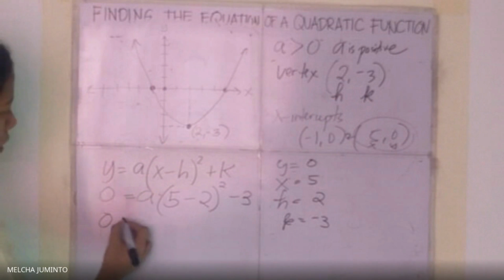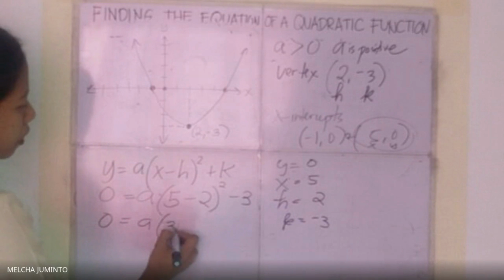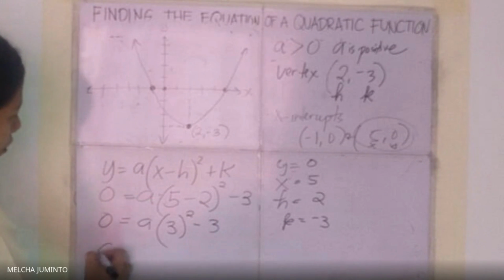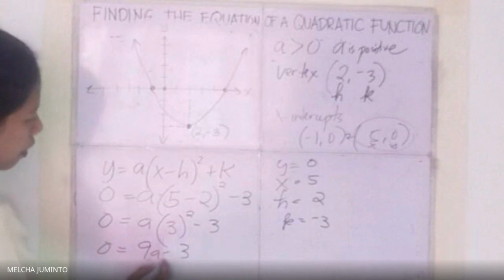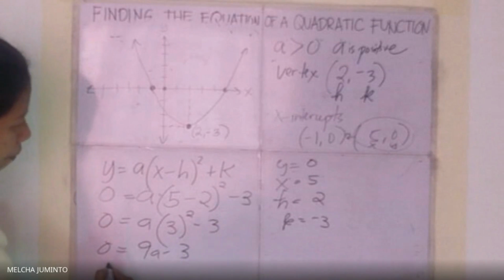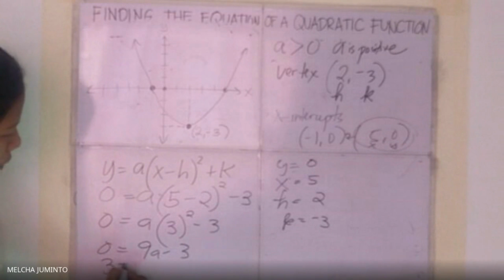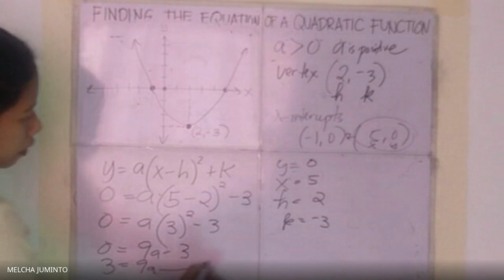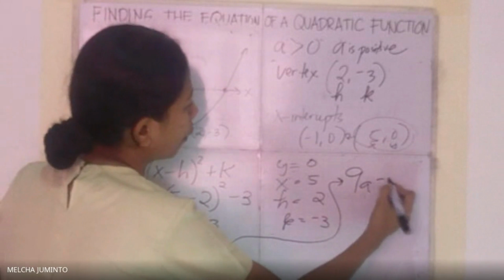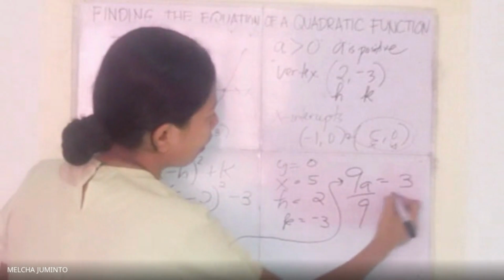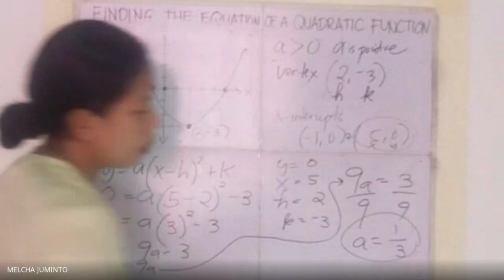Simplify the equation. 0 is equal to a times (5 minus 2) squared minus 3. 5 minus 2 is 3, so 3 squared is 9, so 0 equals 9a minus 3. Let us transfer -3 from right to left. So 3 equals 9a. We can write 9a is equal to 3. Divide both sides by 9 to get a. a is equal to 1/3. That is the value of a, 1/3.